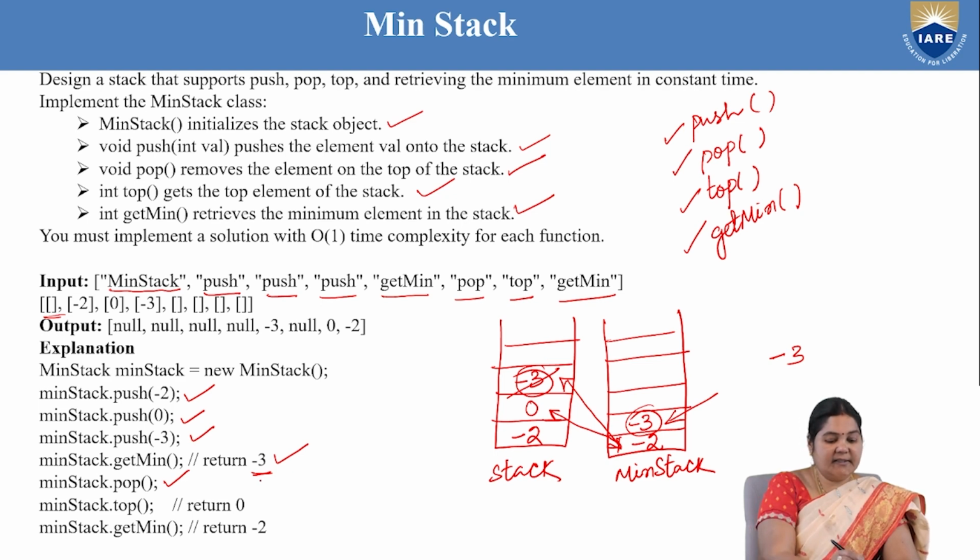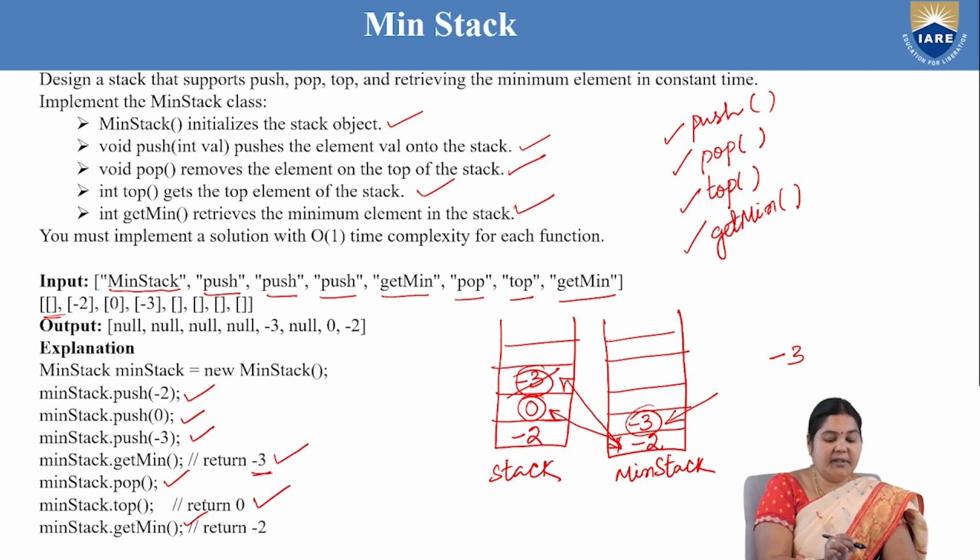Right. Next is the top operation. That means print the topmost element. So what is the topmost element? That is 0. So 0 is printed because -3 is already popped. So now 0 is the topmost element. So the top of the stack is nothing but 0. Right. Now again get min.